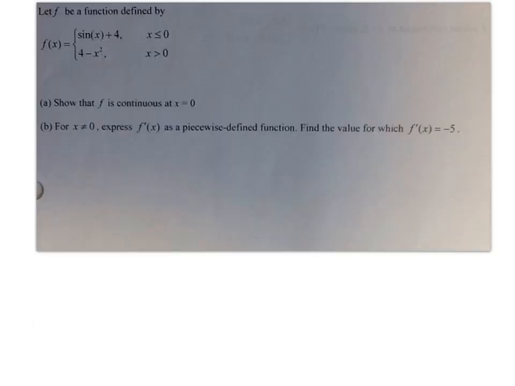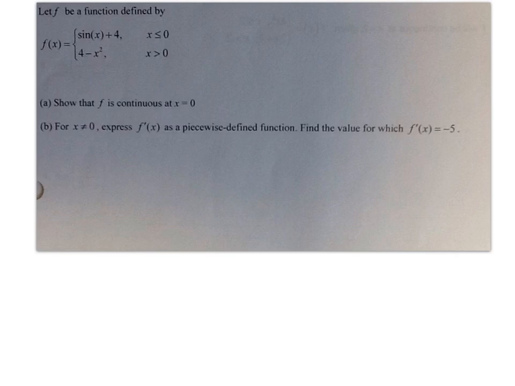So, let f be a function defined by f of x equals the sine of x plus 4 when x is less than or equal to 0, and f of x equals 4 minus x squared when x is greater than 0. A, show that f is continuous at x equals 0, and B, for x not equal to 0, express f prime of x as a piecewise defined function and find the value for which f prime of x is equal to negative 5. Okay, lots of work to do here.